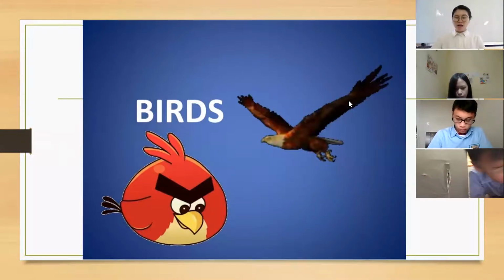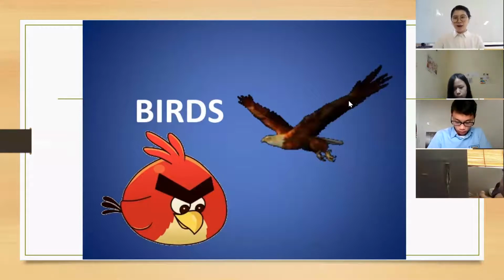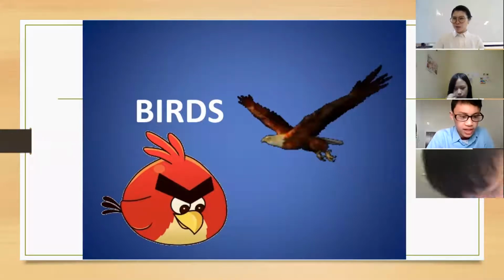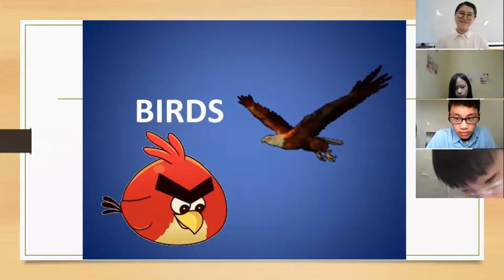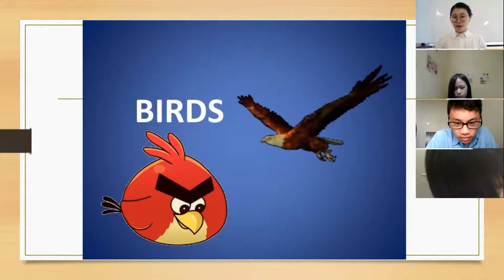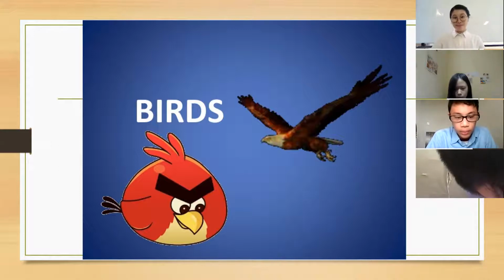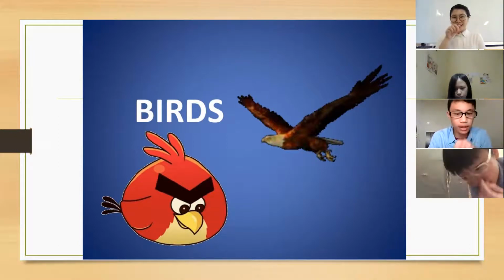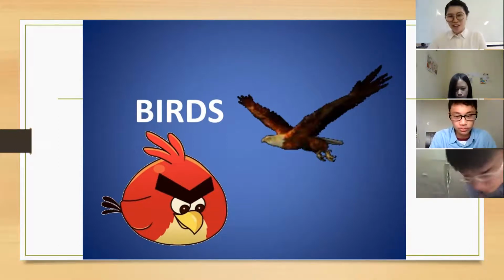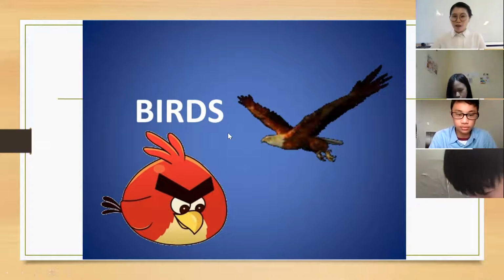Based on the picture, Daniel, can you characterize the bird? What have you observed about the bird? Can you characterize the bird? The bird has wings. Very good. What is it called? The beak, some kind of a mouth. Yes, very good. How about you, Shara?